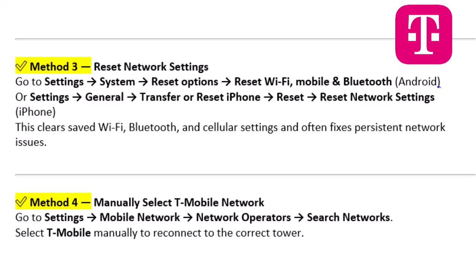Method 4, manually select T-Mobile network. Go to Settings, Mobile Network, Network Operators, Search Networks. Select T-Mobile manually to reconnect to the correct tower.